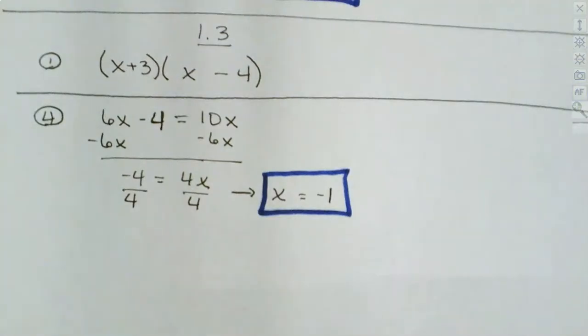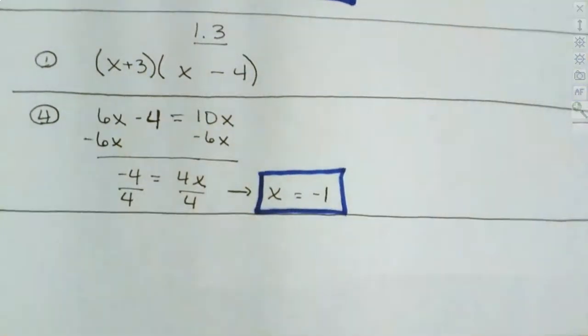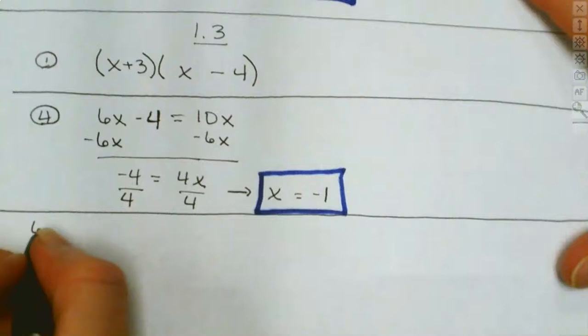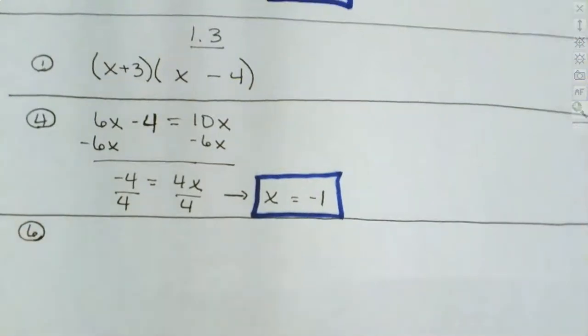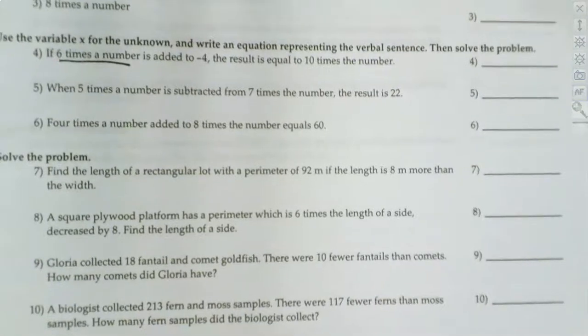So sum, what does sum mean? Add. Quotient means what? Divide. Product means multiply. Result is means equal. And sum means add. So make sure you know the different terms there. Question 6 is another one of these. We're going to have to set up the equation for. Very, very similar again.